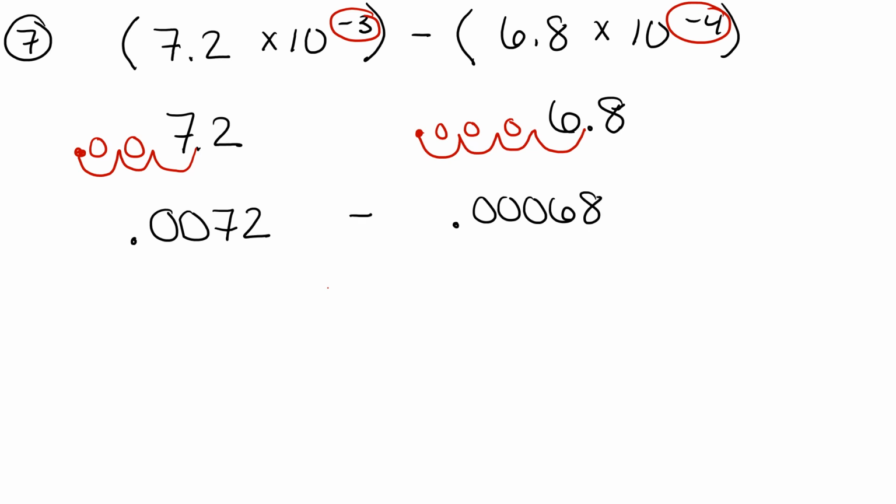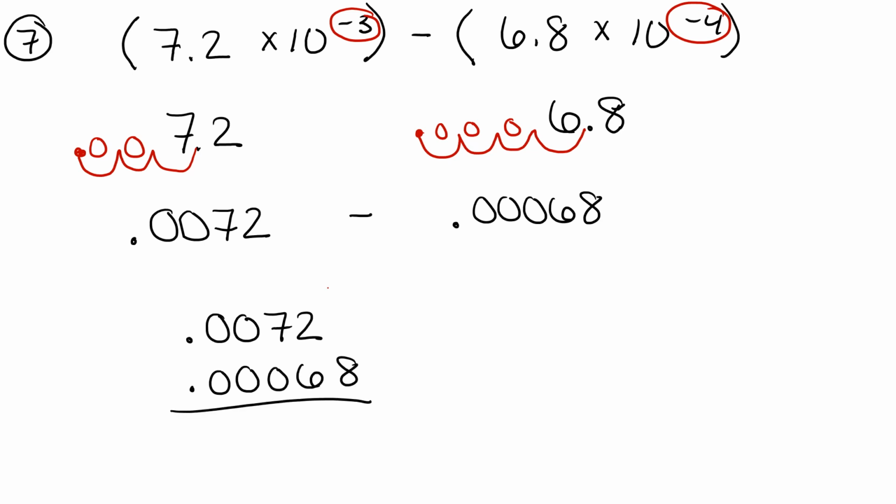When it comes time to actually subtract them, we're going to line up our decimal points in a straight line. One of the numbers does stick out the end, so you can put in another 0 as a placeholder. We cannot subtract 0 minus 8, so we're going to have to borrow. The 2 becomes a 1, and the 0 becomes a 10. 10 minus 8 is going to give us 2.